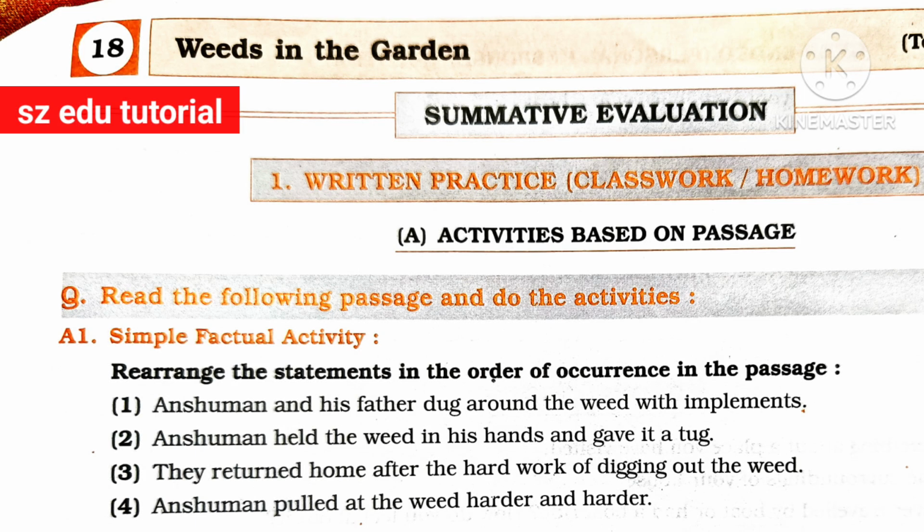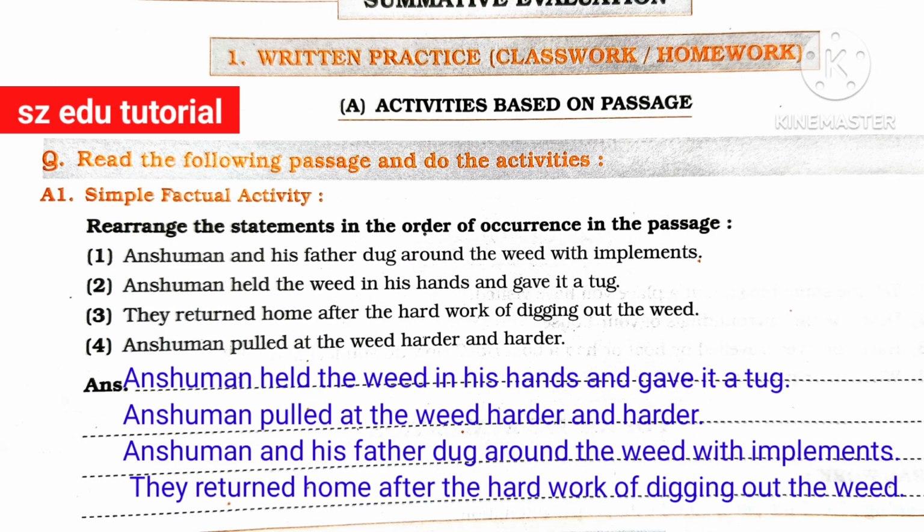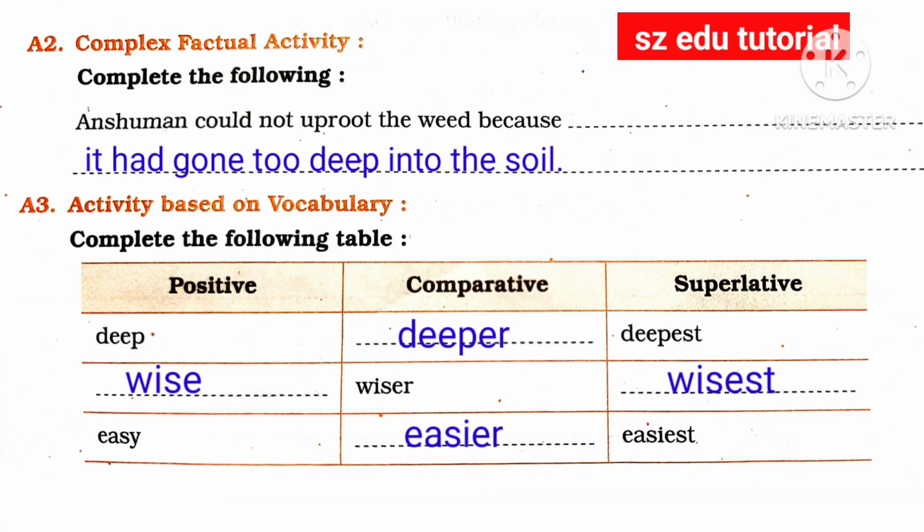This video is for 5th standard English, chapter number 18, Wets in the Garden. Question number 1, rearrange the statement in the order of occurrence in the passage. Next, question number 2, complete the following, and question number 3, complete the following table. Positive, comparative, superlative.